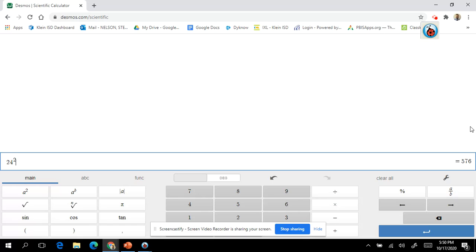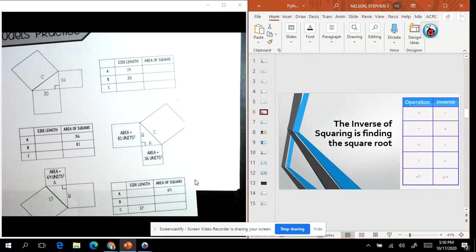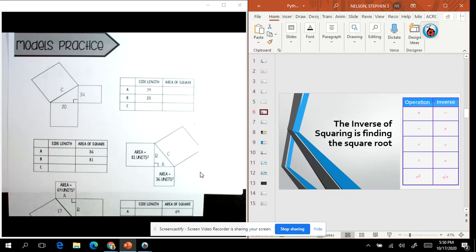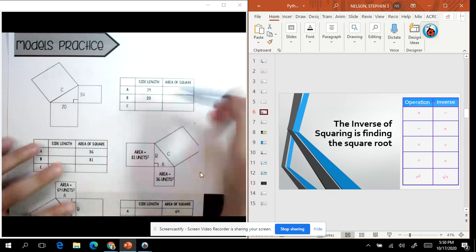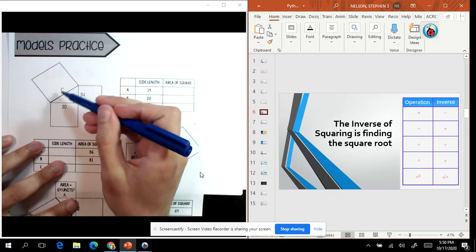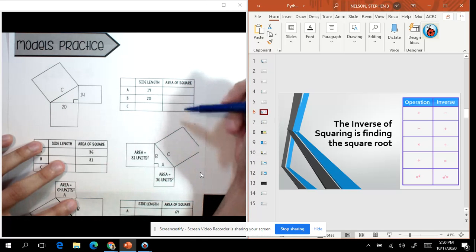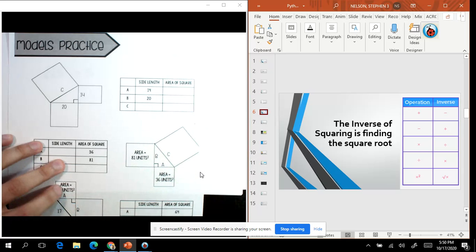All right, so now let's move on to another one. Let's move on to models practice. Go ahead and minimize that. Okay. So it looks like here, we're trying to find the areas. In most cases, they'll have you just find the side length, but they're asking for the areas also. Now, the first thing we want to do is set up our equation.